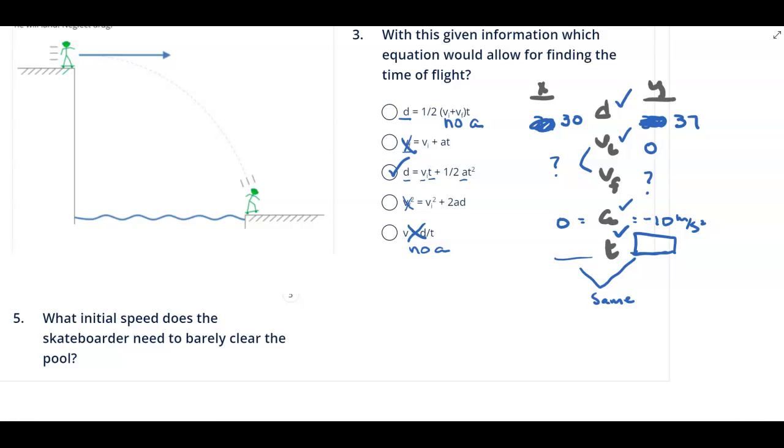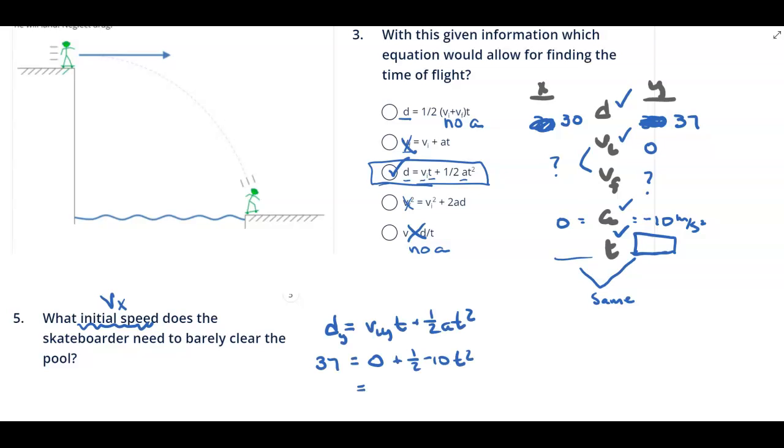The next most missed question was number 5. That involves the same situation, and it asks for you to find the initial speed that would be in the X direction, because that's the only speed that he's going to have to barely clear the pool. And since you were unable to decide that that was the equation you needed, shouldn't be too surprised that you were unable to solve for it, but let's solve for the time.